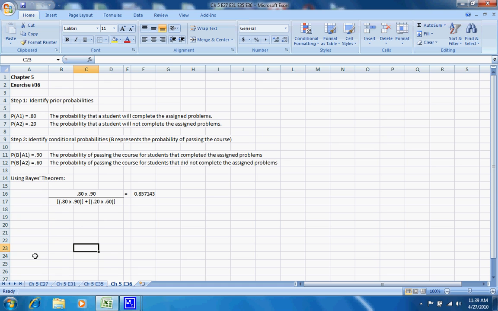So, this has been an explanation of exercises 35 and 36 in Chapter 5.